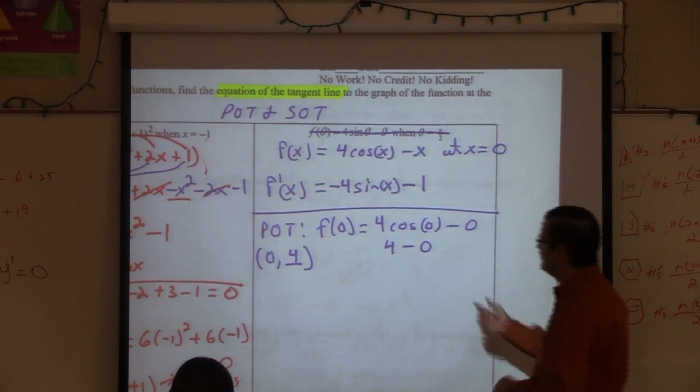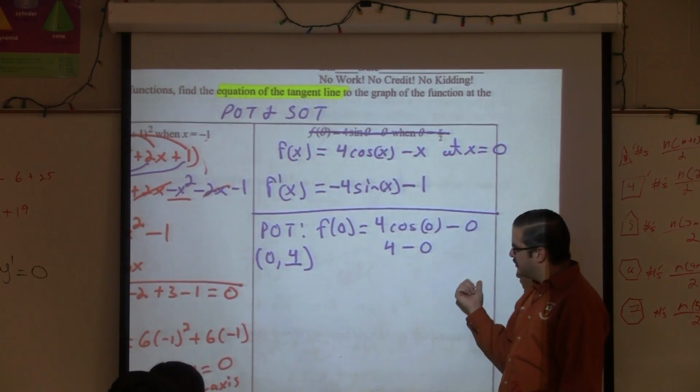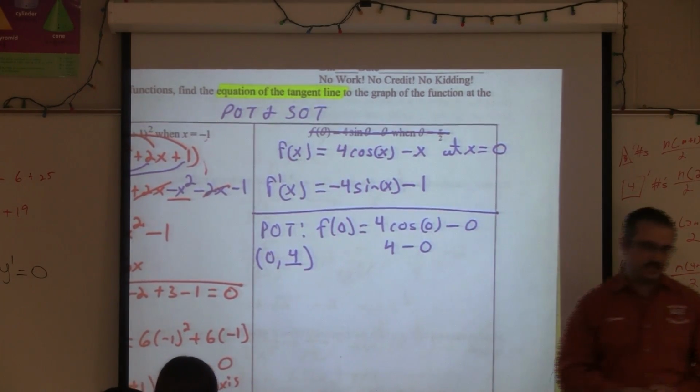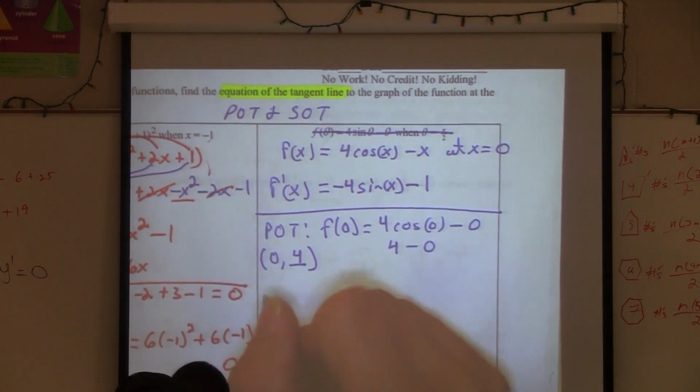Cosine is the what? The x value, right? So what's the x value at the 0 coordinate? At 0 radians, it's 1. That's like an easy one.